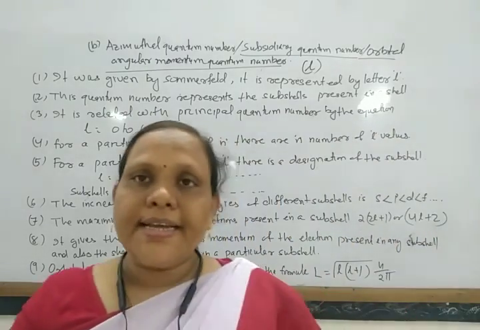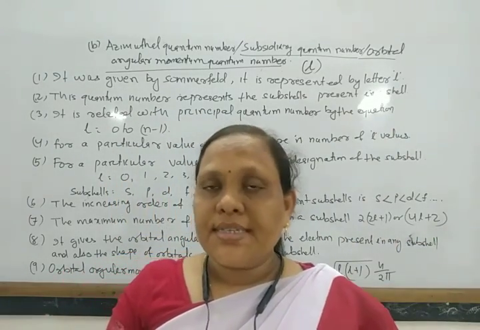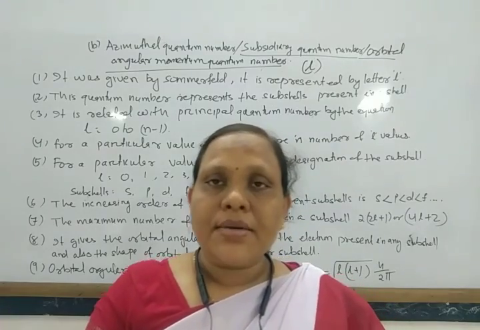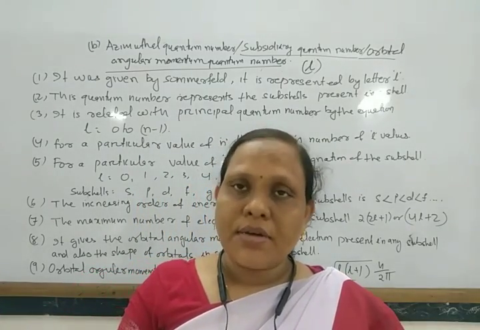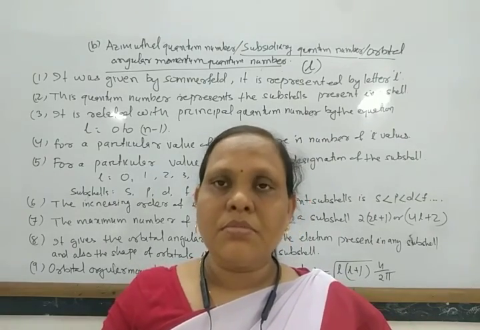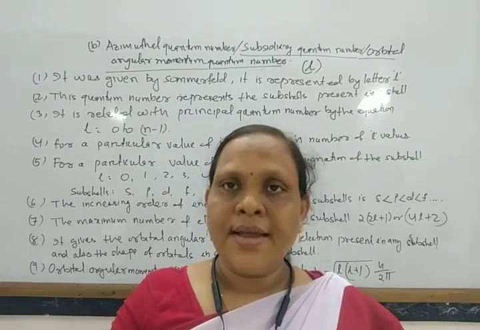So this is about the principal quantum number and the azimuthal quantum number. And what are the magnetic quantum number and spin quantum number? We will discuss them in the next class.